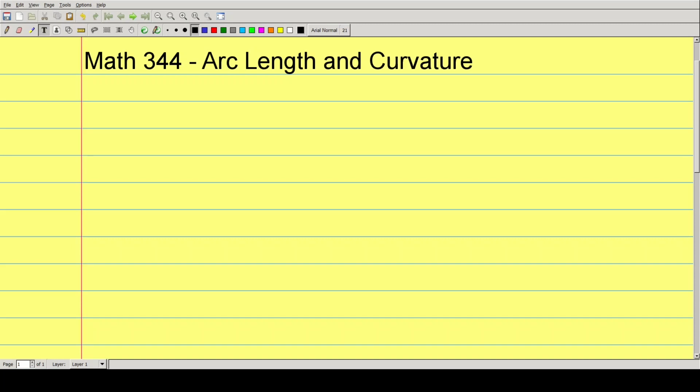And the plan for today is to continue on in chapter 13. We have two more sections left, which we should be able to get through today and on Friday. As you can see, today we're going to be talking about arc length and curvature. So we're going to continue working with some of the details of space curves. And so let's get into it.